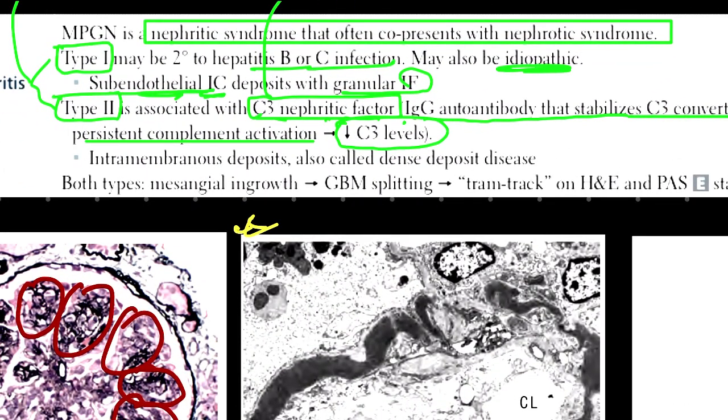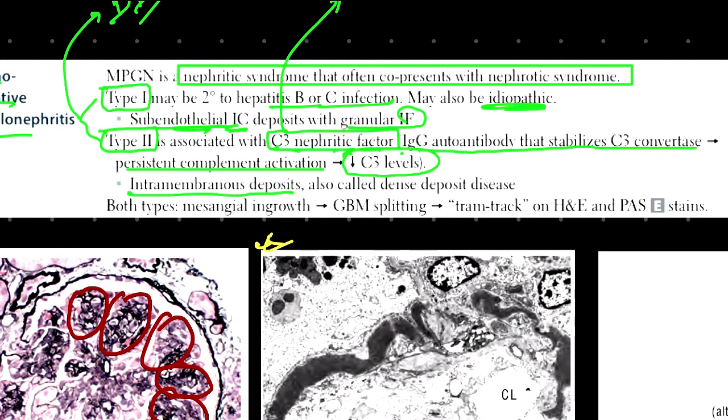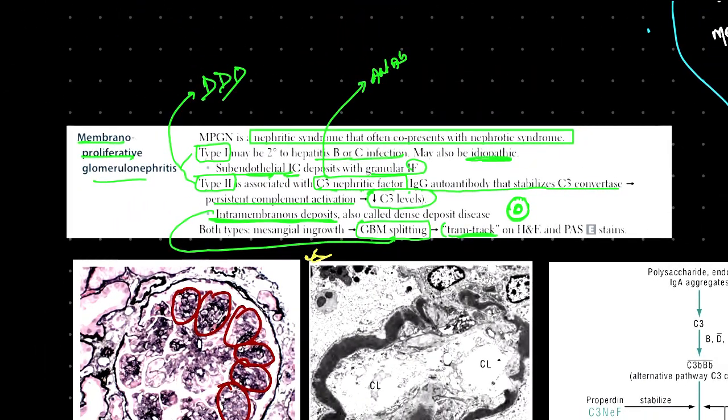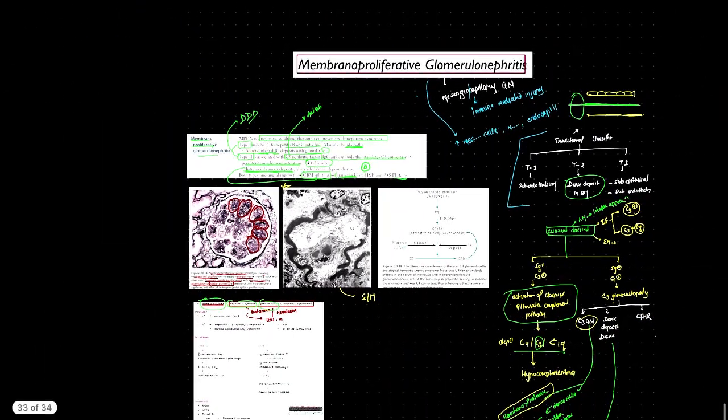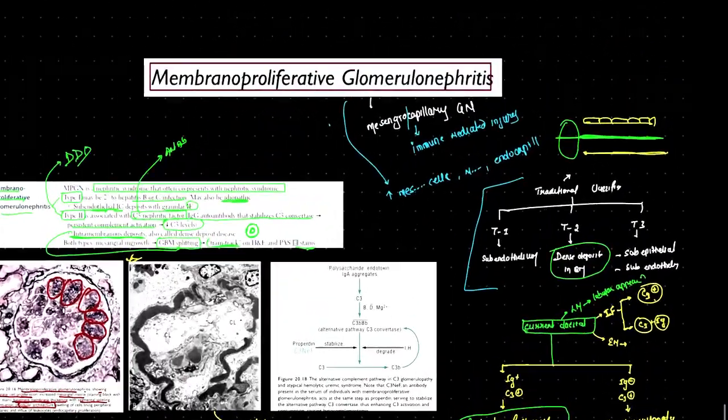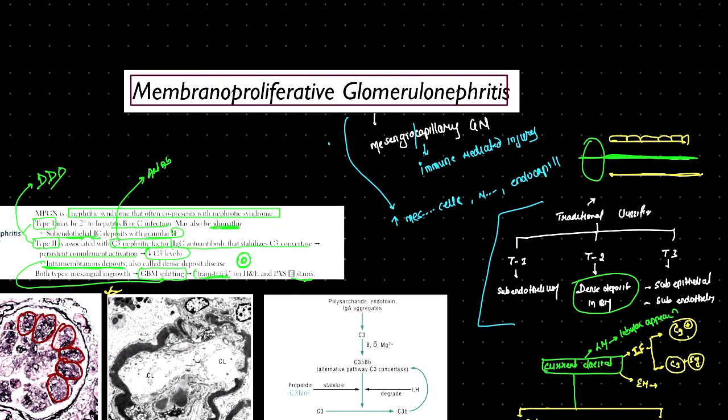And here there will be intramembranous deposits. We talked about this: because of the intramembranous deposit, there will be glomerular basement membrane splitting, and that will appear as a tram track appearance. This is our tram track appearance, and it is mainly obtained by silver stain. So this was about membranoproliferative glomerulonephritis, and this much for this topic. Meet you at the next lecture.